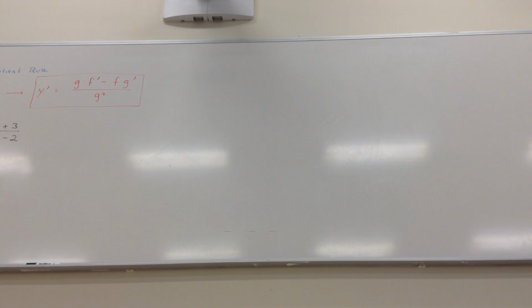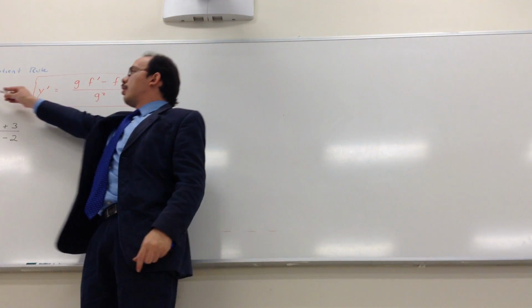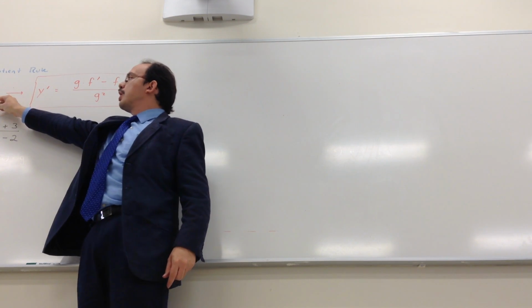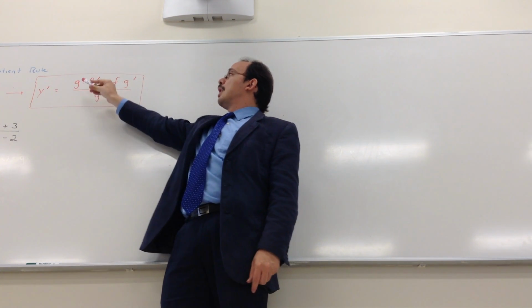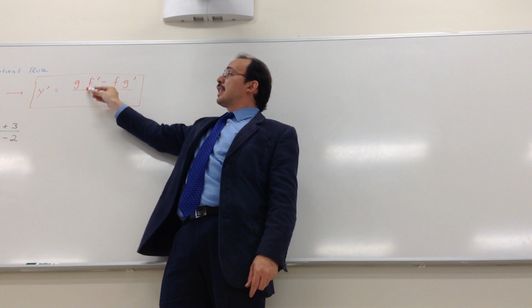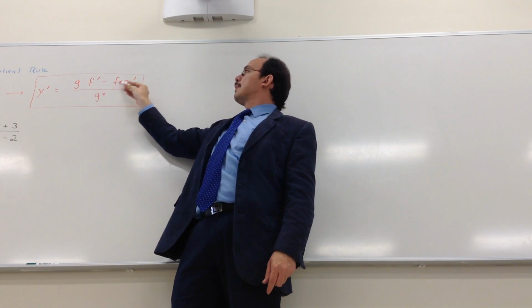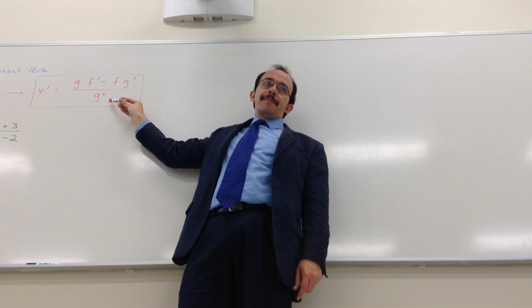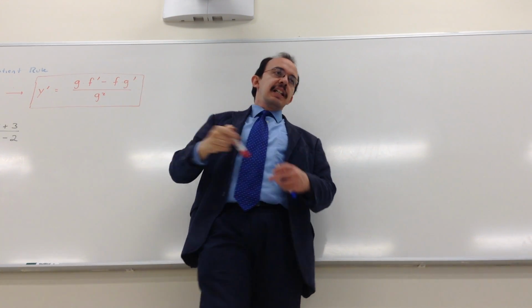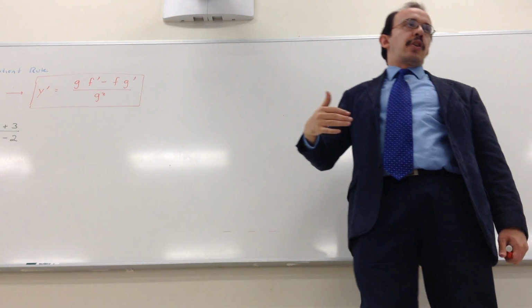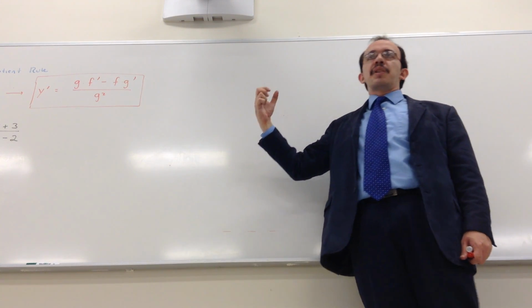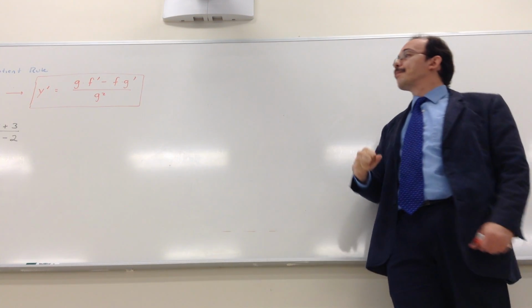What's a quotient? Remember that a quotient is basically a division of functions. So when you have a division of functions, such as this example, we're going to apply the quotient rule. The quotient rule says if the numerator is called f and the denominator is called g, then the derivative is going to be g times the derivative of f minus f times the derivative of g, over g squared. So basically it's very similar to the previous one, the product rule, just with a subtraction and the denominator raised to the square. Okay?